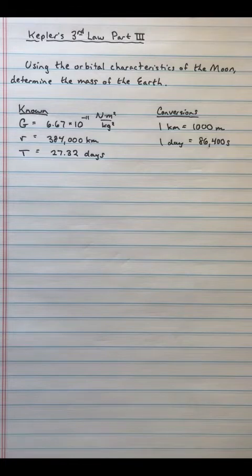Today we're taking a look at Kepler's third law, but with a twist. Instead of talking about, say, the orbital characteristics of a planet or an asteroid about the sun, I want to use the generalized version of this idea to find the mass of an object.